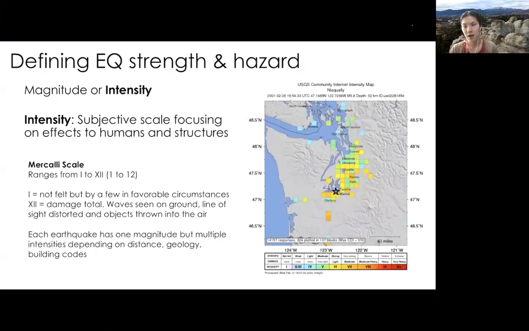So for almost any earthquake, you can go to the USGS site and you will see a map that looks like this. And this just shows spatially what the Mercalli scale was for that earthquake. So this is the 2001 Nisqually earthquake. This was the first major earthquake that I felt. And you can see that its epicenter was a little bit north of the city of Olympia near Nisqually. And as you travel away from it, the Mercalli scale tended to decrease.